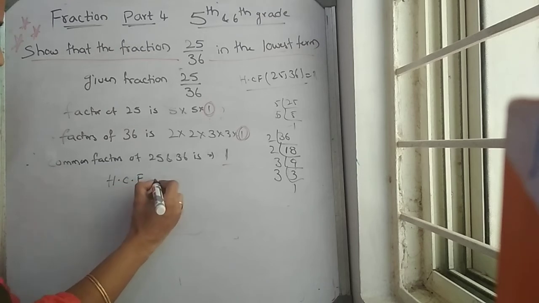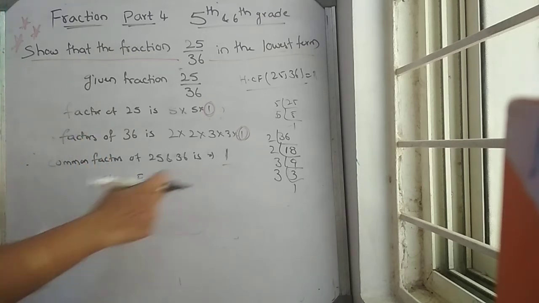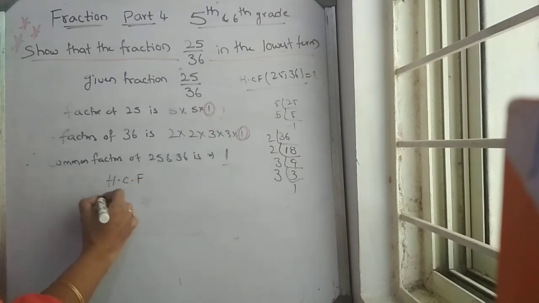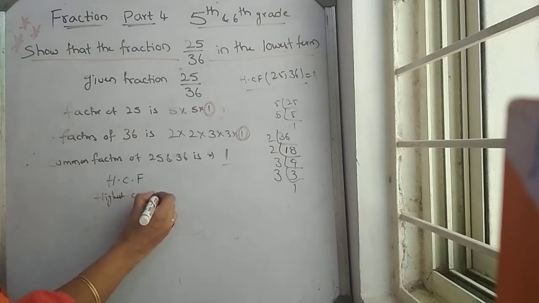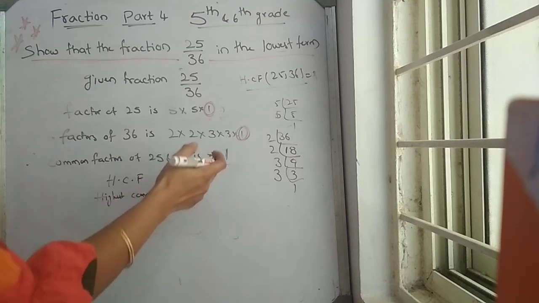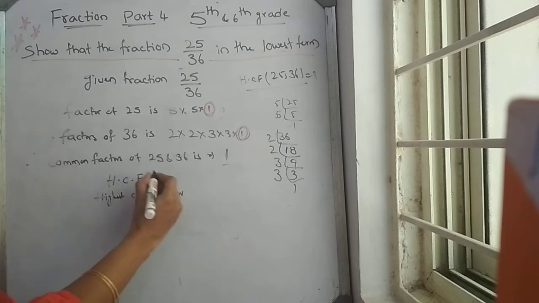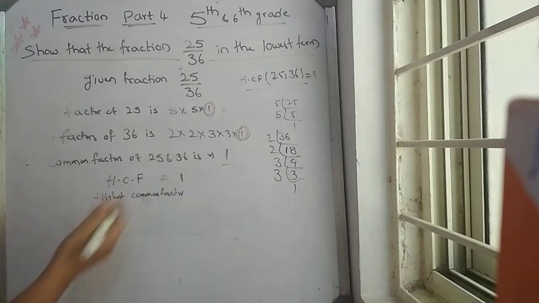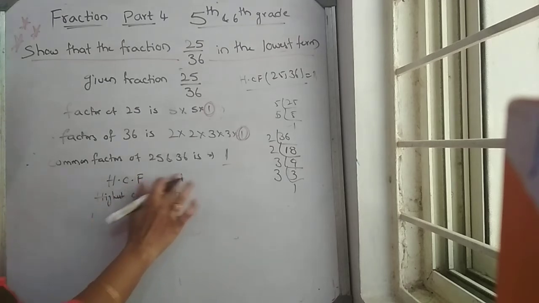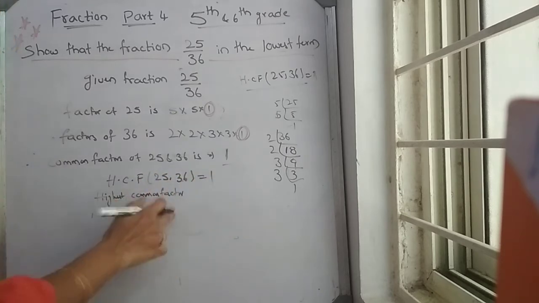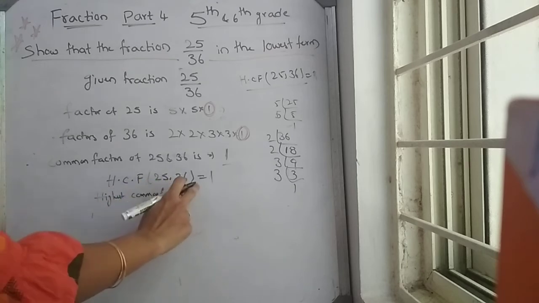So this is the HCF, the highest common factor. Here there are no common factors, only one. So the highest common factor is 1. HCF of 25 comma 36 is equal to 1.